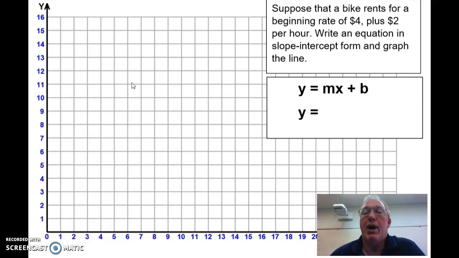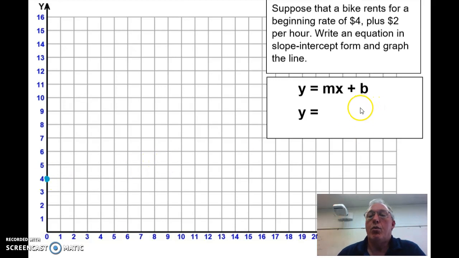So suppose that a bike rents for a beginning rate of $4 plus it rents for $2 an hour. We know from other story problems that when we look at a beginning rate, that is the rate at which we began, which would be considered as the y-intercept. So we will look at where a positive 4 is on the y-axis. So it's going to be right here. I'm going to put a dot right there.